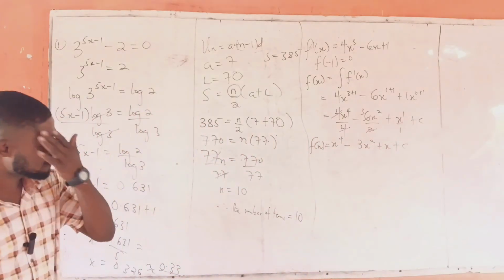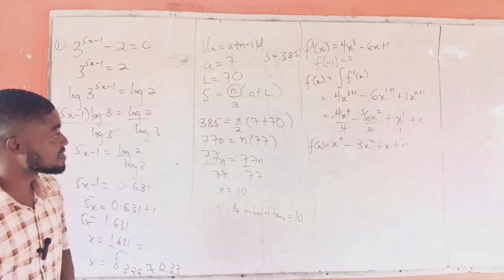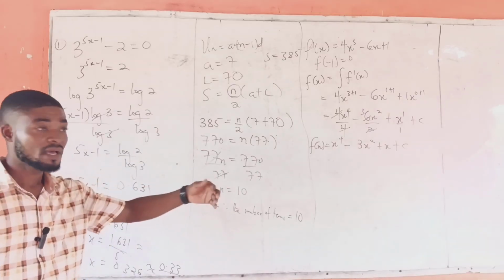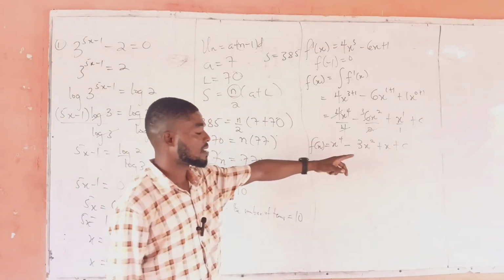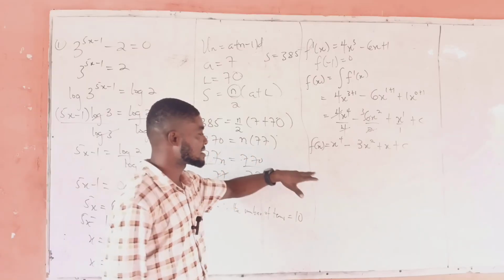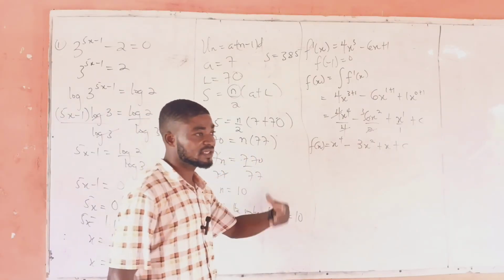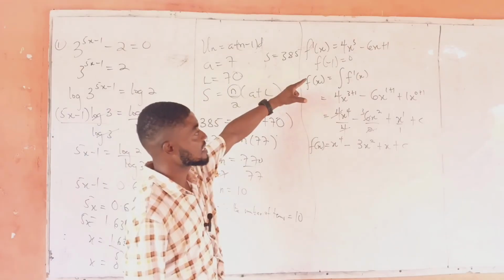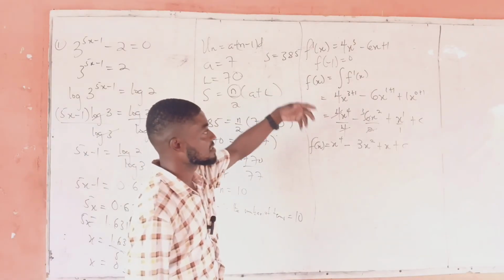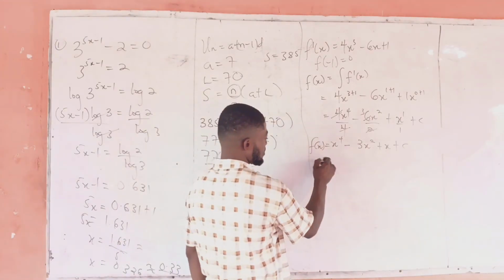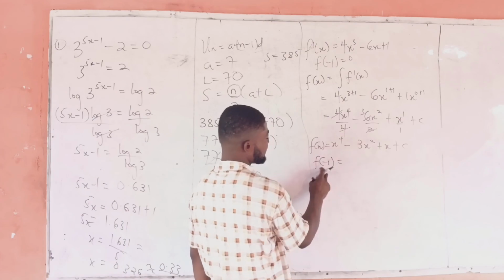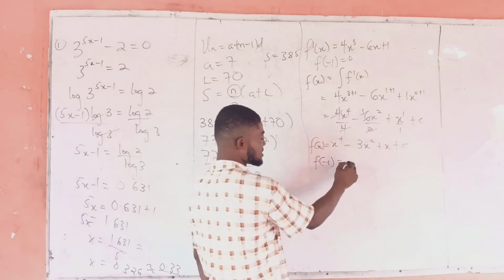Now the reason why we're given f of negative 1 to be 0 is because of the constant term. And so we have to get a value of the constant term in order to be able to get the correct expression of the function which was differentiated to get 4x cubed minus 6x plus 1. And then from here, f of negative 1 means that in place of x we put negative 1.